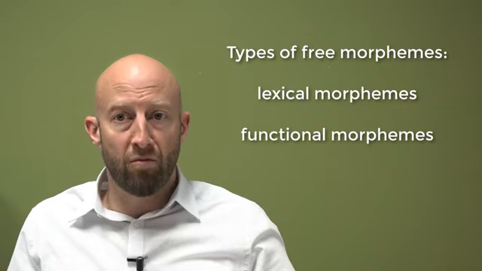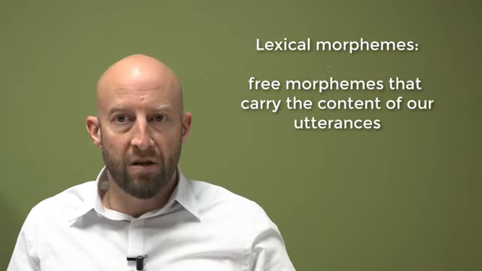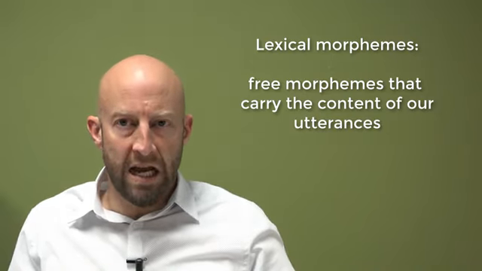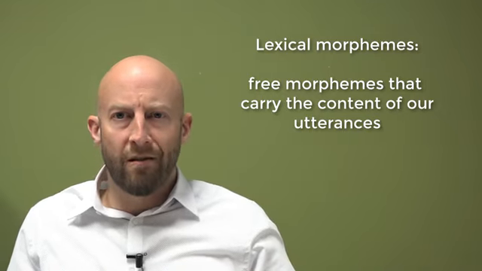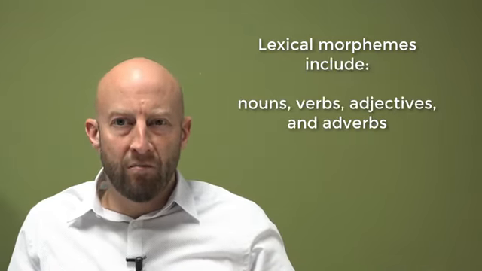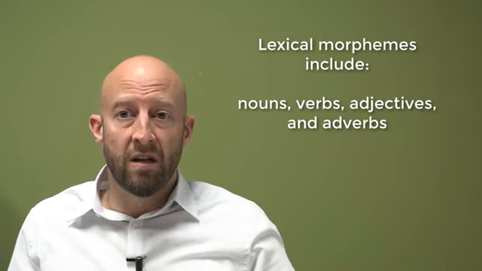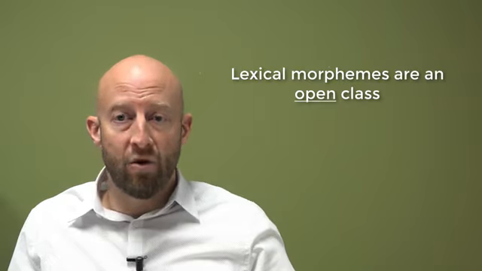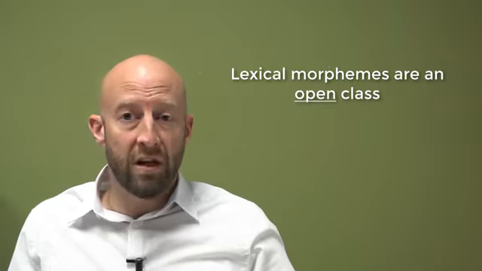So there are two types of free morphemes. There are lexical morphemes and functional morphemes. Lexical morphemes are free morphemes that carry the content and the meaning of the messages that we say. So there are things like nouns, verbs, adjectives, adverbs. They're pretty easy to define, and they are an open class, which means that you can add new members to these categories. You can invent a new noun, a new verb, adjective, or adverb if you want, and if it gets popular, it might just get added to the lexicon of English.